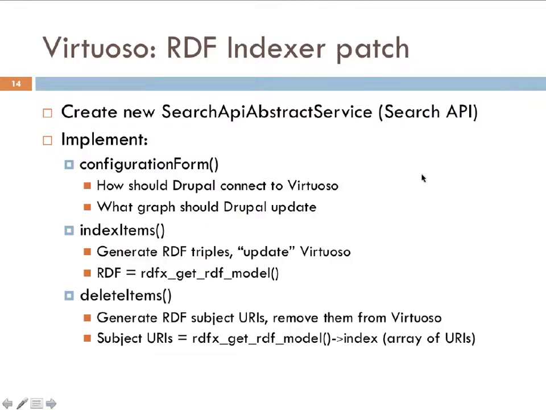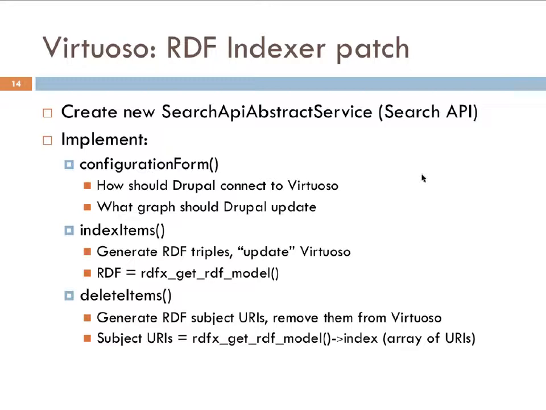Okay, so at this point, I've got a proof of concept working at the browser. I've got a proof of concept working on the HTTP level. Now it was time just to dig into the RDF Indexer code and just figure out how to create this Virtuoso service. And Stephane's code is so elegant, it was super easy to realize that, okay, I just need to create a new instance of this Search API abstract service and really just implement 3 certain functions.